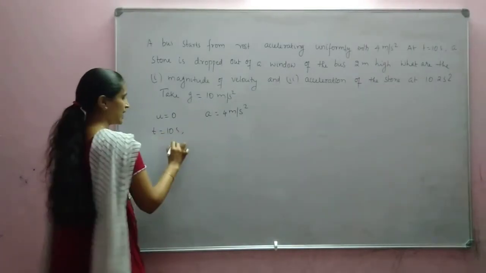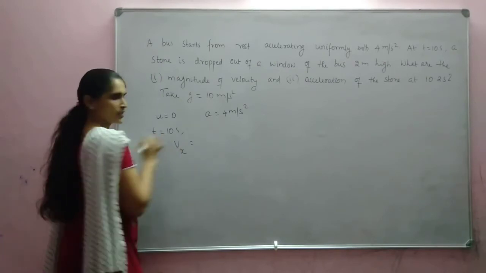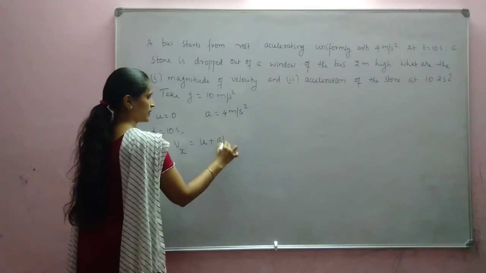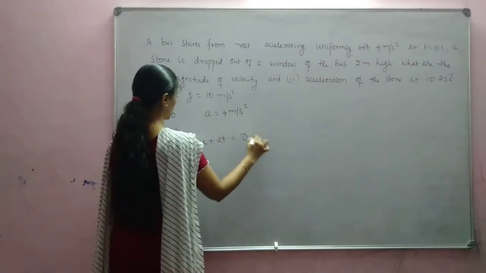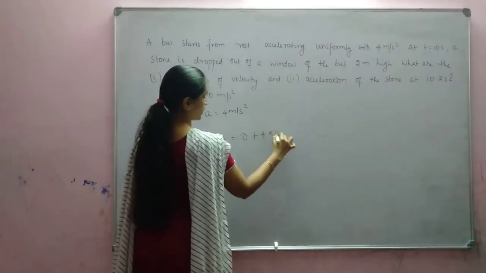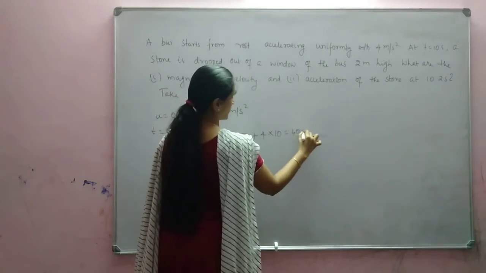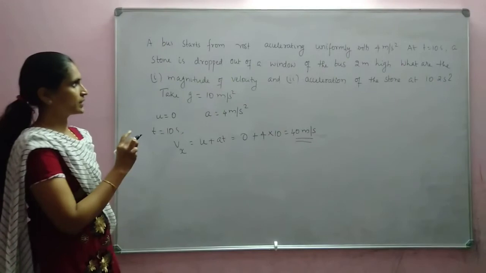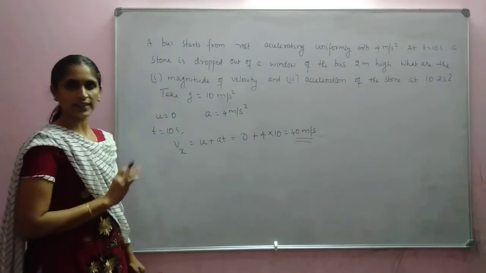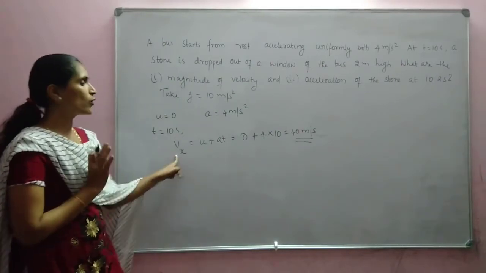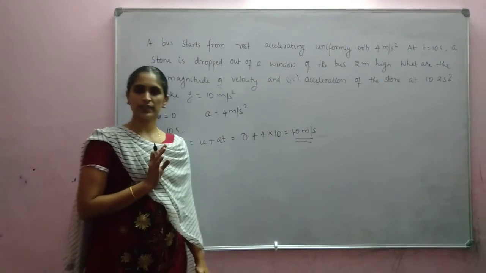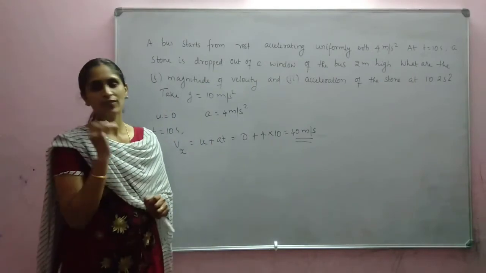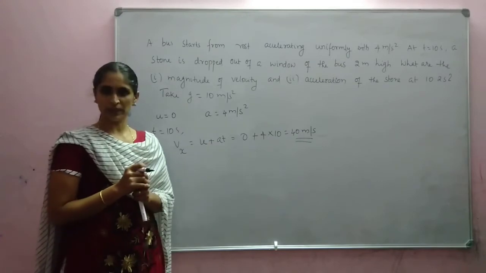we can find the x component or horizontal velocity. Vx is equal to u plus at. U is 0 plus 4 into 10. So 40 meter per second is the horizontal velocity of the bus. At 10 seconds, the x component of velocity is 40 meter per second. So the stone also will have the same horizontal velocity, 40 meter per second.